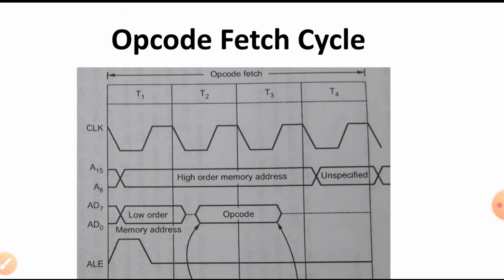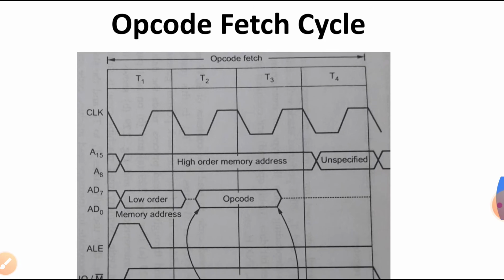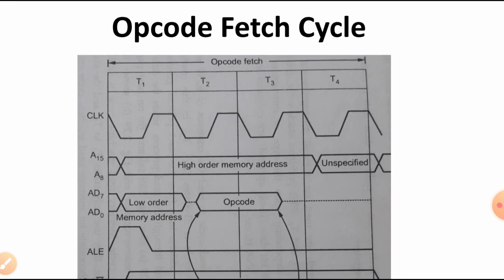Now the first machine cycle of every instruction is the opcode fetch cycle, in which the 8085 finds the nature of the instruction to be executed, what type of instruction it is. In this machine cycle, the processor places the content of the program counter on the address bus, and through the read process, the opcode of that instruction is read.